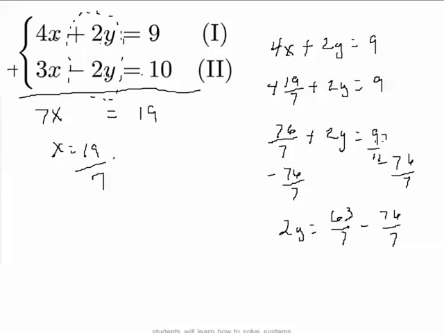Okay? So 63 minus 76 is minus 13 over 7 equals 2y. So y is going to be equal to, because I'm going to divide by 2 or multiply times 1/2, negative 13 over 14. I have two values. I've got an x and a y value. I've got an x of 19 over 7. I've got a y value of negative 13 over 14.